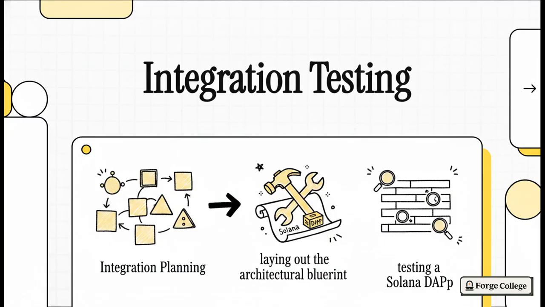Now, in our previous session together, integration planning, risk mitigation, and readiness, we mapped out our integration points, right? We basically did all the heavy lifting to figure out exactly what our ecosystem looks like. But today, it is time to actually get our hands dirty. We are officially transitioning from that high-level planning phase into laying out the actual concrete architectural blueprint for testing a Solana DApp. So let's get right into it.